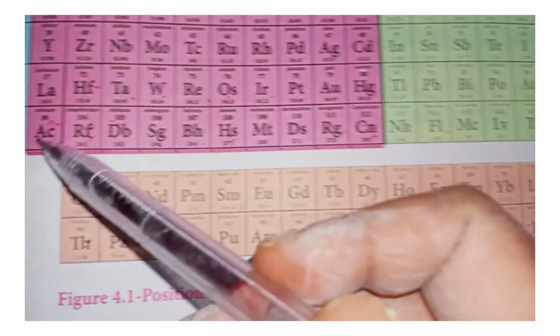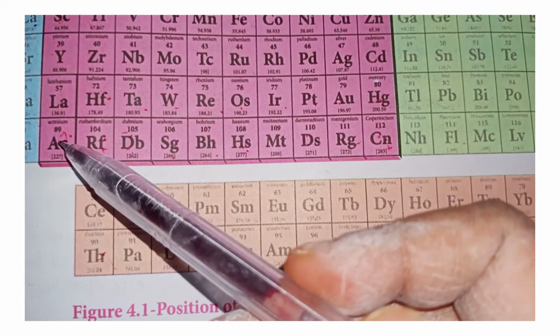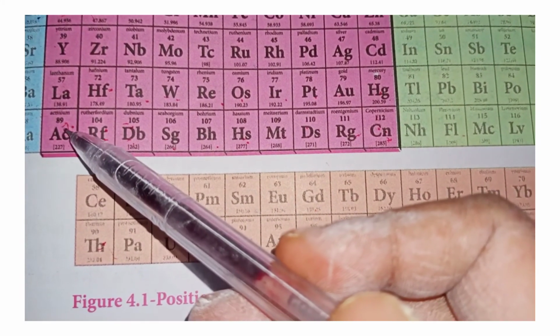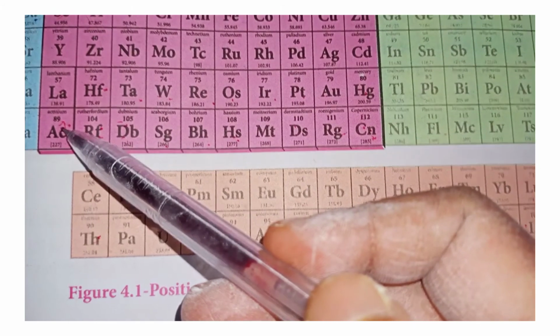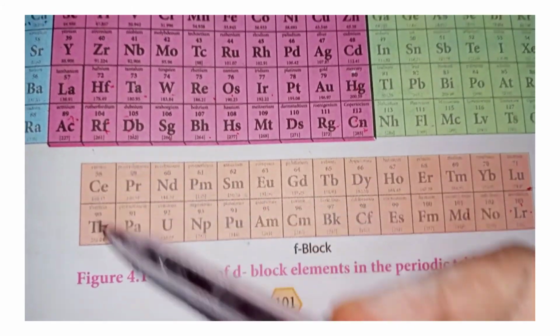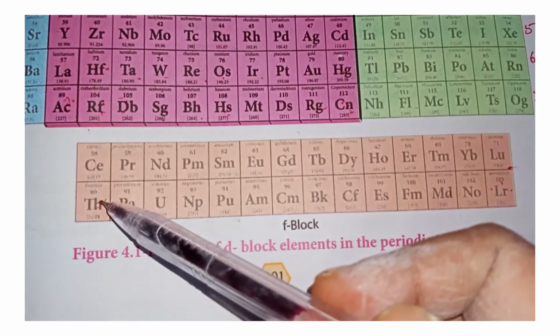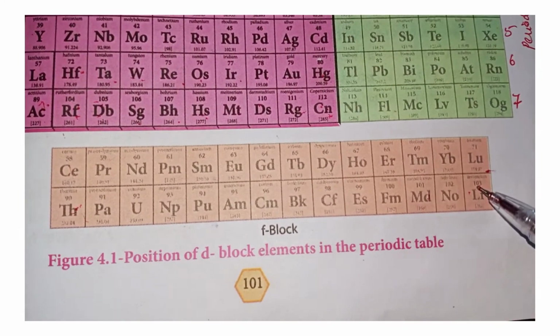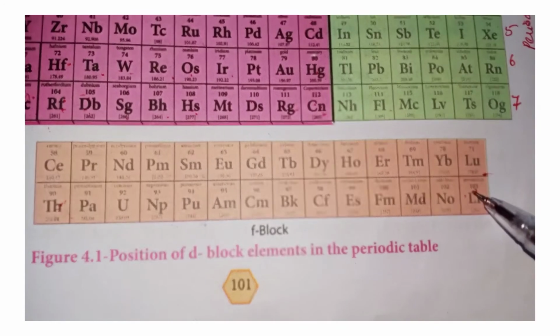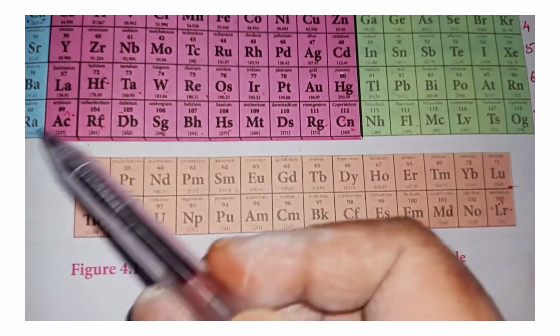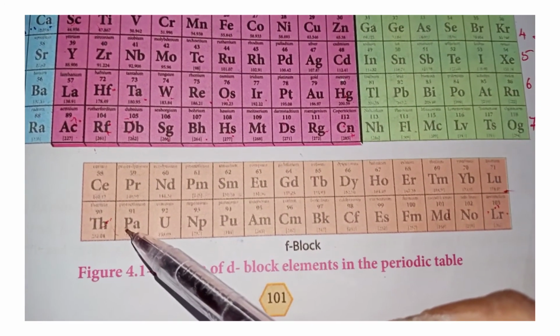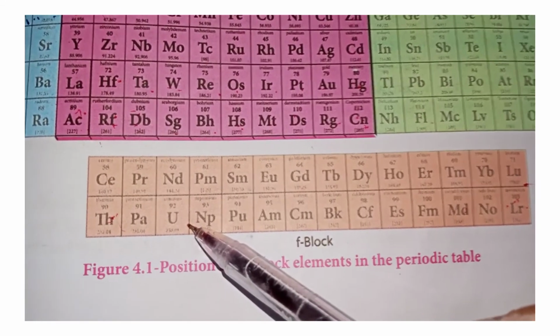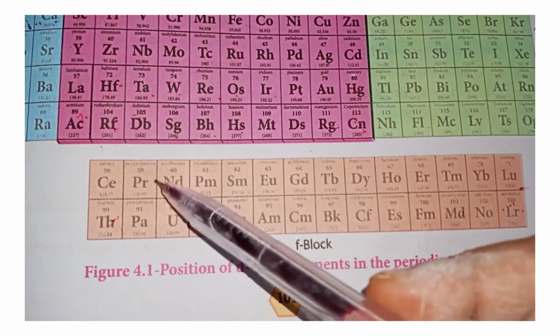Now the 6D series starts from actinium with atomic number 89, and after actinium the next element is thorium. From thorium, protactinium, uranium and so on, it goes up to lawrencium, atomic number 103. These elements are not placed here; they are placed separately as f block elements, the inner transition elements, so we are not going to consider them.